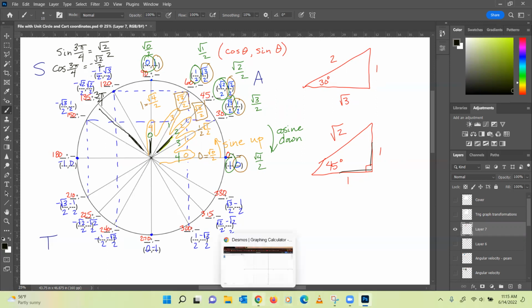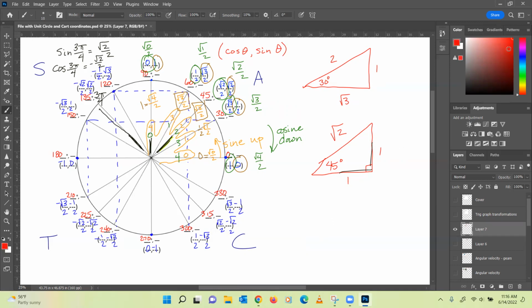rather easily, actually. All right, now we're going to jump over to actually looking at the graphs of sine and cosine, as well as tangent. But let's take a quick look at the values we have here.